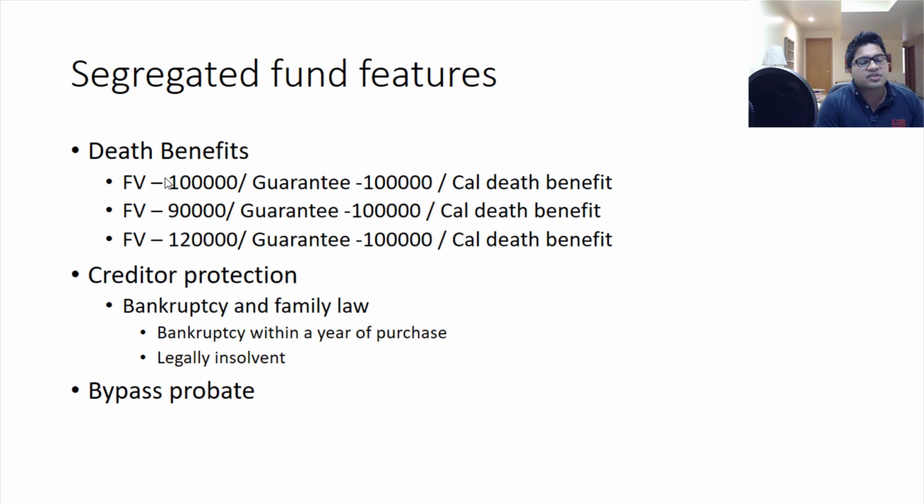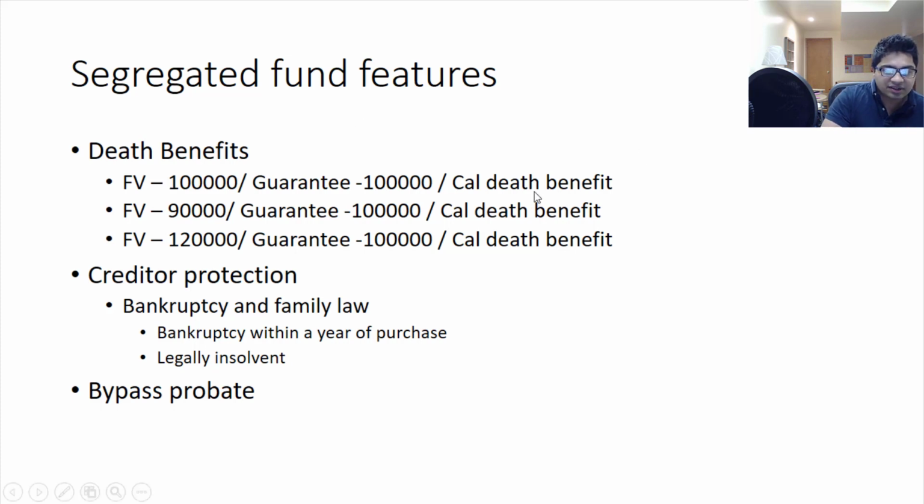Now what does death benefit mean? In case of death, you are provided with the guaranteed amount or the market value of the fund, whichever is higher. So if the market value of the fund is 120,000 and the guaranteed amount is 100,000, then you are provided 120,000. In that case, the death benefit from the fund is 0. But if the market value of the fund is 90,000 and the guaranteed amount is 100,000, then you would be provided 100,000, though the funds are only worth 90,000. The difference of 10,000 will be provided as death benefit.